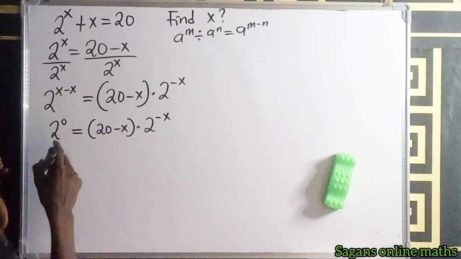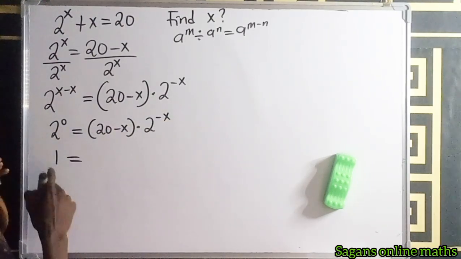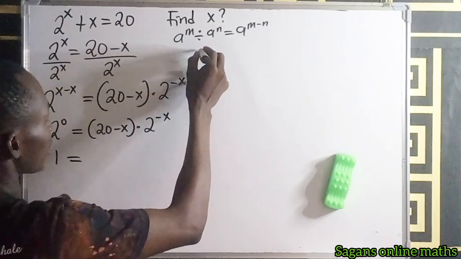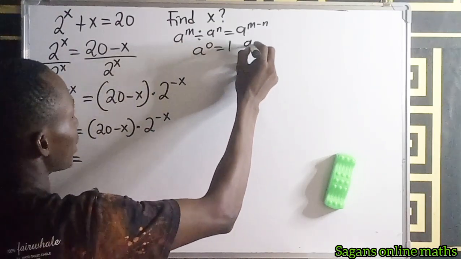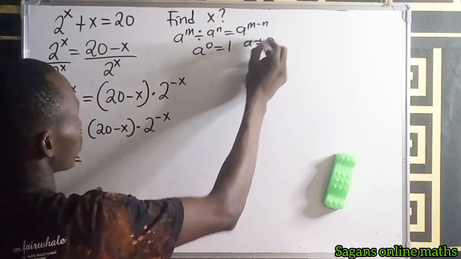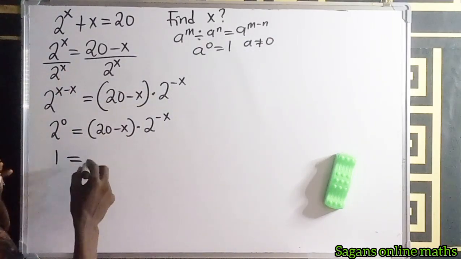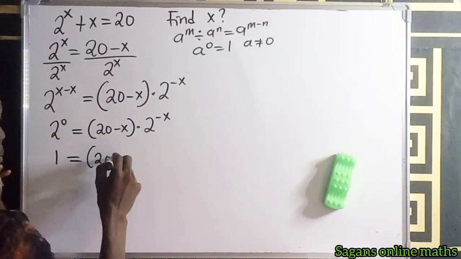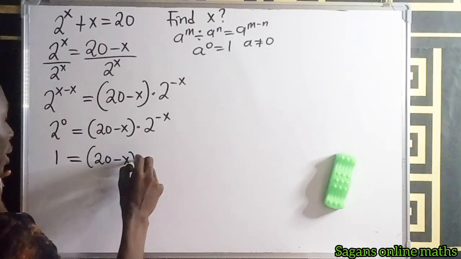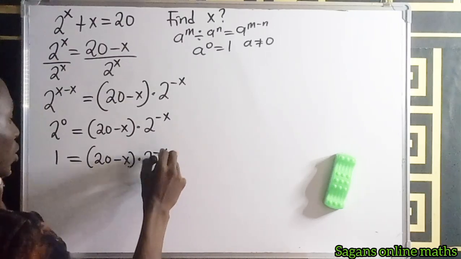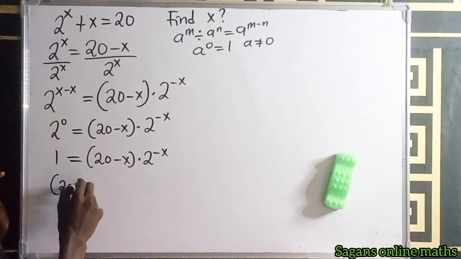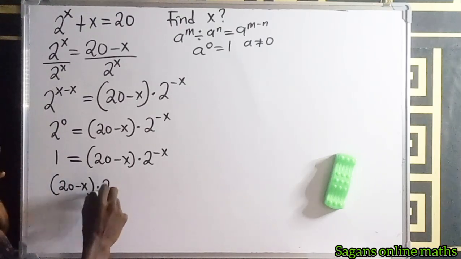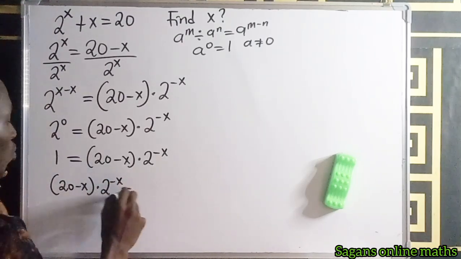Okay. Now this will give us 1, because by the properties of indices, a to the power of 0 is equal to 1, in the sense that a is not equal to 0. Okay. So this will be equal to 20 minus s multiplied by 2 to the power of minus x. We can also write this as 20 minus s multiplied by 2 to the power of minus x is equal to 1.